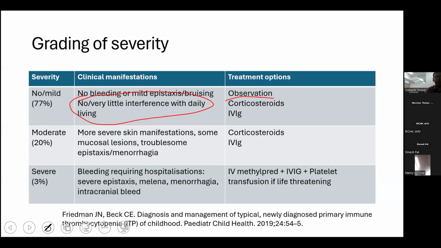Moderate bleeding would be more severe skin manifestations or maybe some more troublesome bleeding like epistaxis or menorrhagia. Definitely we would treat these patients with steroids or IVIG. Finally, you have severe bleeding, like continuous epistaxis or intracranial hemorrhage, which is the most ominous bleed which can happen. And there you will have to even combine different modalities. You might give both steroids and IVIG, and you might even give platelet transfusion if there is a life-threatening bleed.